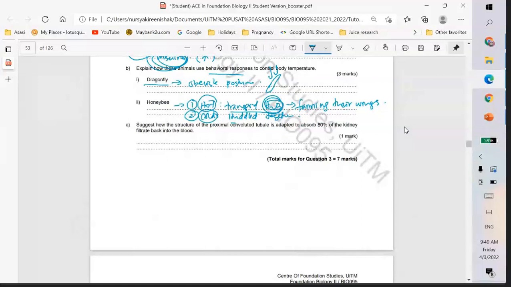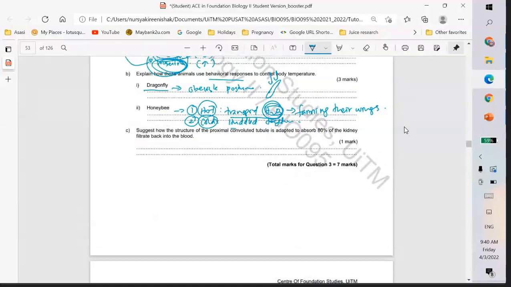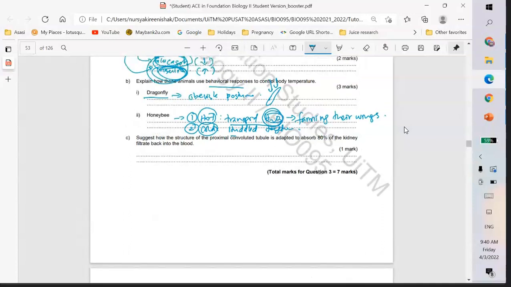So the next one, C, Janatul. For C, suggest how the structure of the proximal convoluted tubule is adapted to absorb 80% of the kidney filtrate back into the blood. It has a microvilli cell lining to increase the surface area for material absorption from the filtrate. The second point is it has a large number of mitochondria within this tubule cell for active transport.